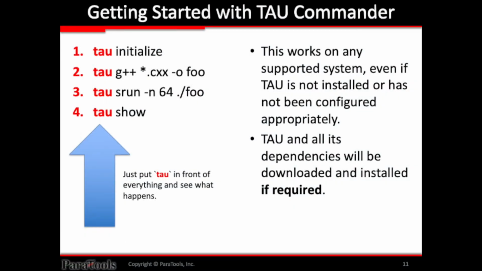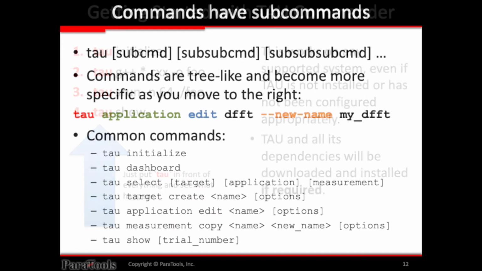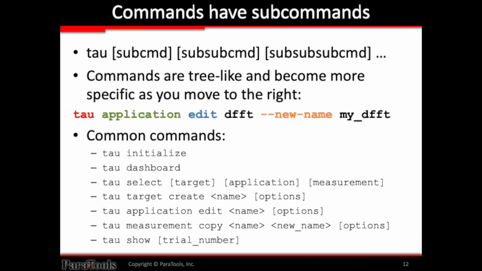All actions performed within Tau Commander are performed through the tau command. These are used both for Tau Commander-specific options, such as initializing a project or showing the collected performance data, and for compiling and running your code, which is done by prepending tau to your compiler and launcher commands. Commands in Tau Commander are arranged hierarchically. Top-level commands indicate the type of object to be acted on, while subcommands indicate the action to perform.